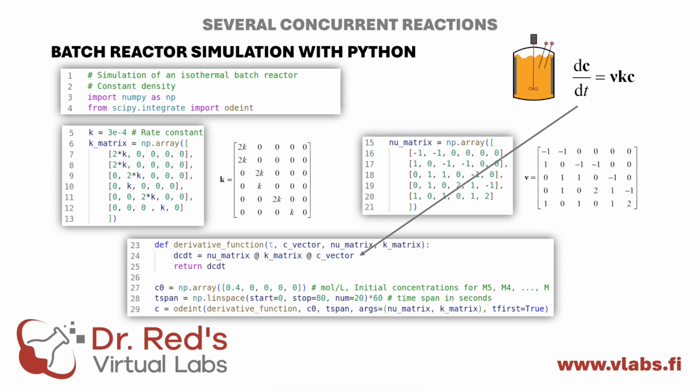The integrator needs to know where to start from. The initial conditions are set in column vector C0. The time steps for numerical integration are defined in vector T-span, generated by the linspace function to create equally spaced values ranging from 0 to 80 minutes. Lastly, the odeint function handles the numerical integration. The output is stored in matrix C.